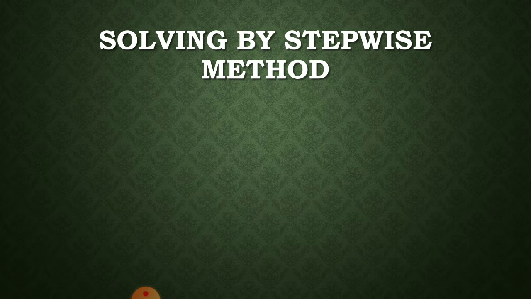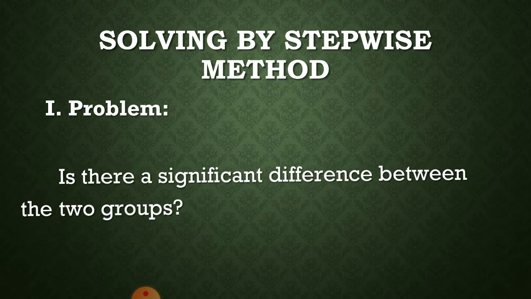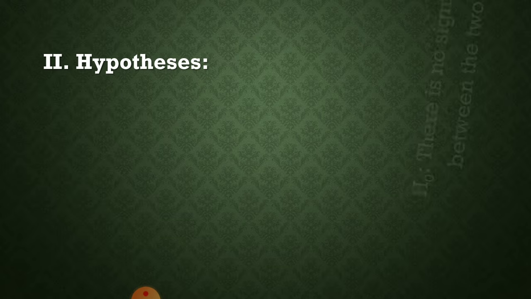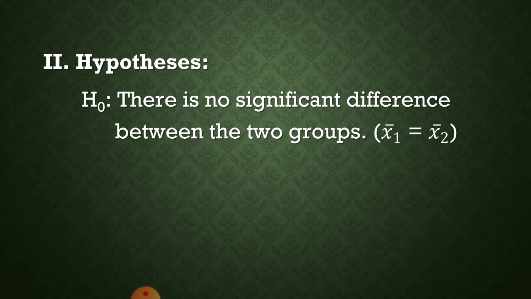Solving by the stepwise method, first is to identify the problem. Is there a significant difference between the two groups? Then, formulate the hypothesis. For the null hypothesis, there is no significant difference between the two groups. Symbolically, we can denote it as x sub 1 bar, the mean of group 1, is equal to x sub 2 bar, the mean of group 2. So they are equal because there is no significant difference between them.